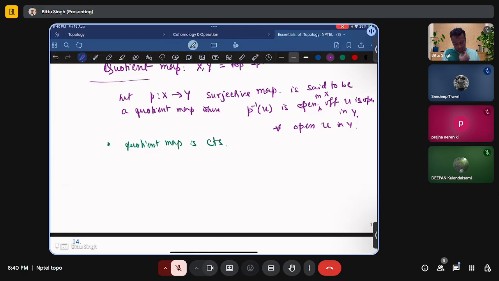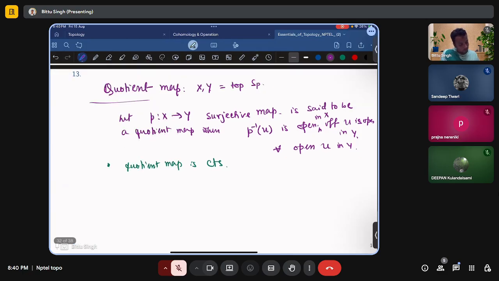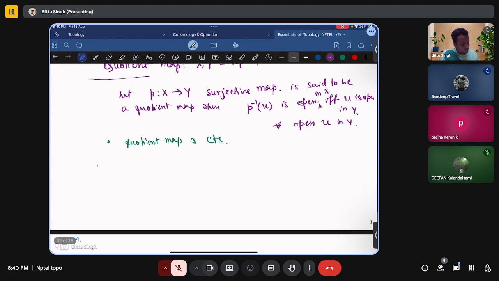But how will it help? There are some things that you should check, open and closed maps. An open map which is continuous and surjective will be a quotient map. Similarly, a closed map which is continuous and surjective will be a quotient map. You can check; those are very easy to check. But let us see how we can define the quotient topology.